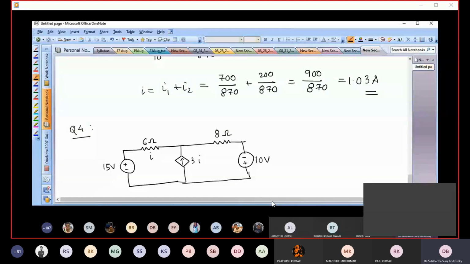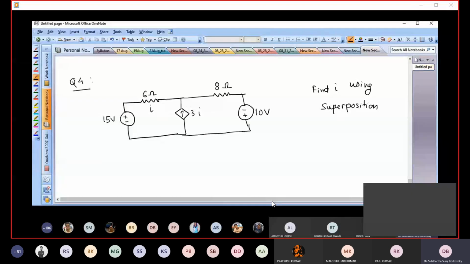This 10 volts. Okay, so we have this circuit, and our job is to find I using superposition. To find I using superposition, again we just write I is equal to I1 plus I2. I1 is due to the 15-volt source alone, and I2 is due to the 10-volt source alone.